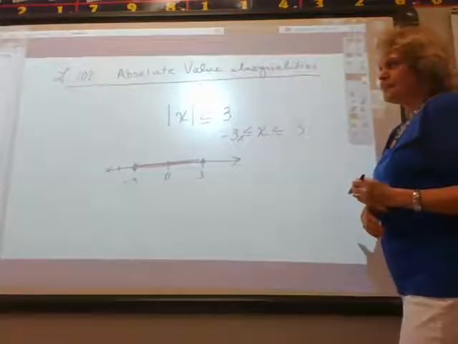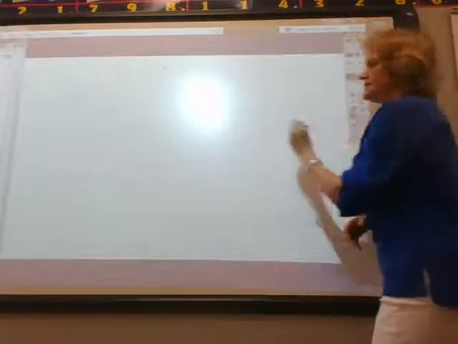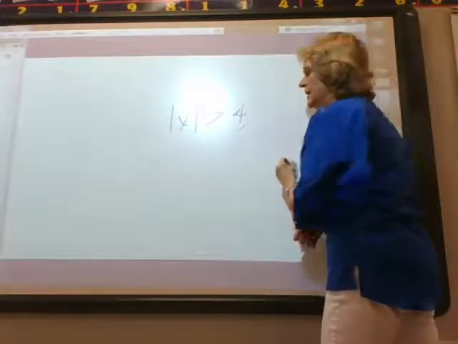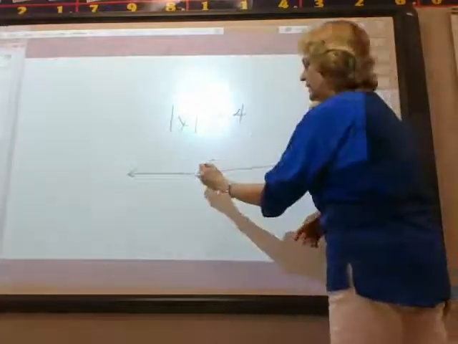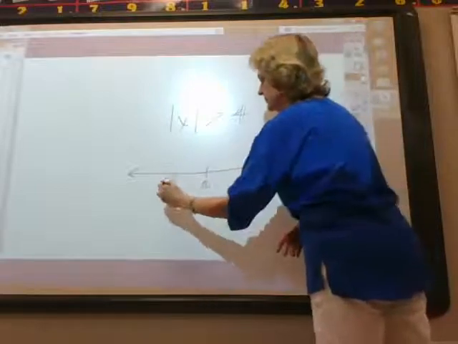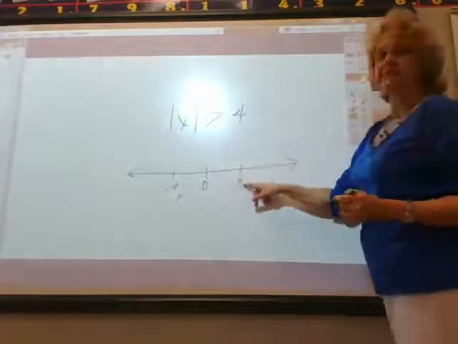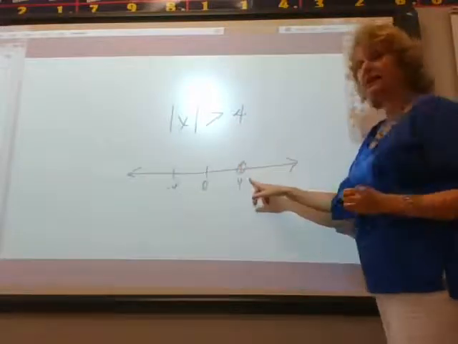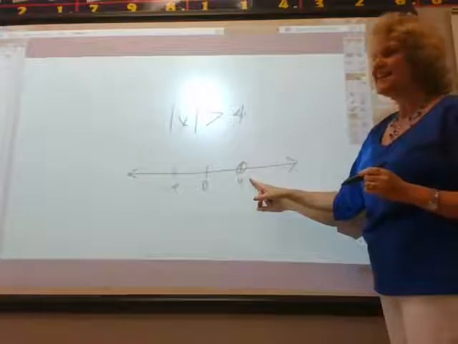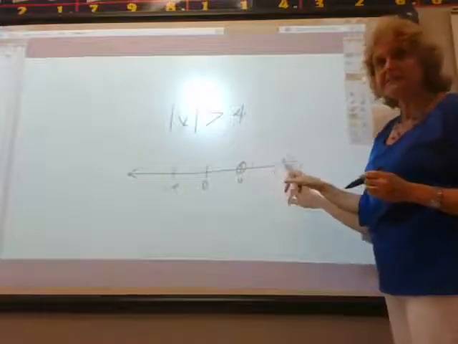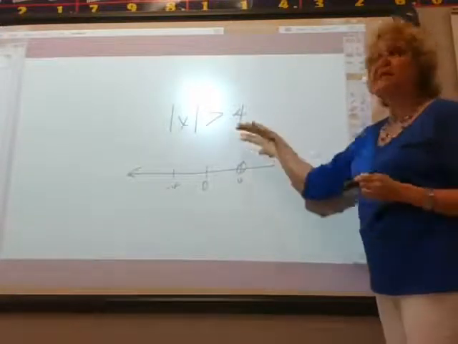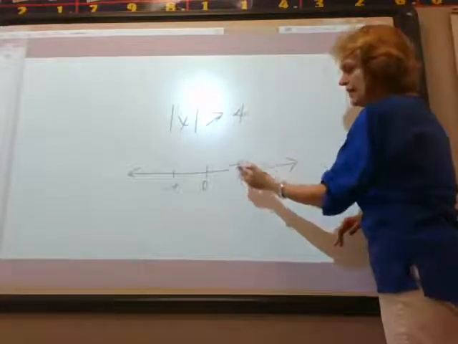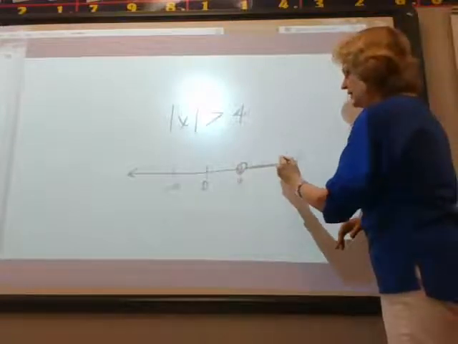Now, if the absolute value of x is greater than, say, 4, what numbers are we talking about here? Well, if we plugged in 4, 4 is not greater than 4, so I don't want that, but I could plug in 4 and a tenth, right? I could plug in 5 and 6 and 7. Those would all be greater than 4. So 4 is our starting point. Because we don't have the equal, we're going to have it open, and we're going this way.